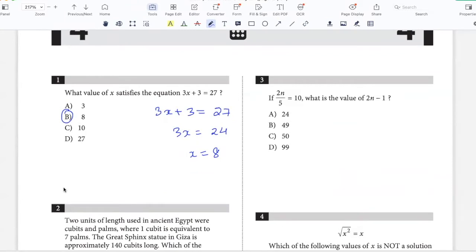If 2n by 5 is 10, what is the value of 2n minus 1? So 2n by 5 is 10. So 2n is 50. So 2n minus 1 is 49.